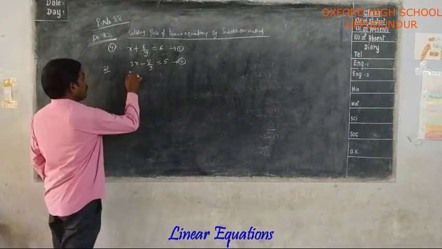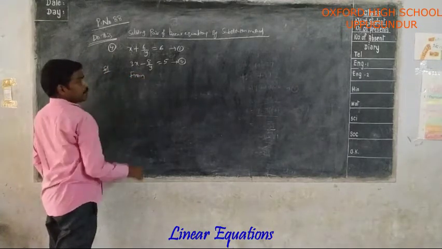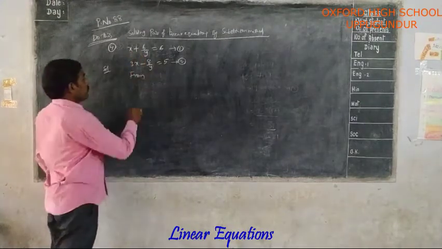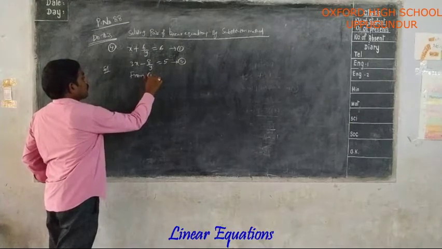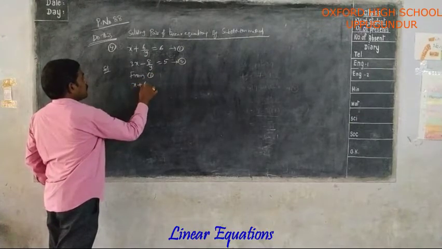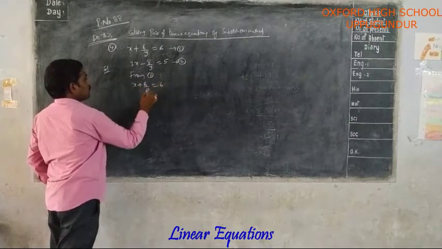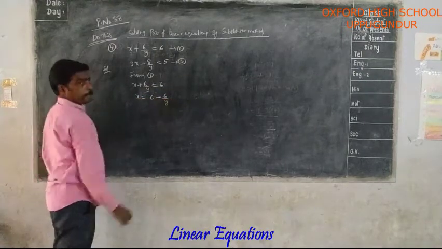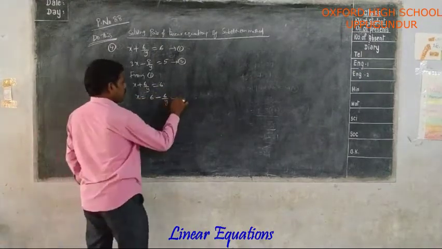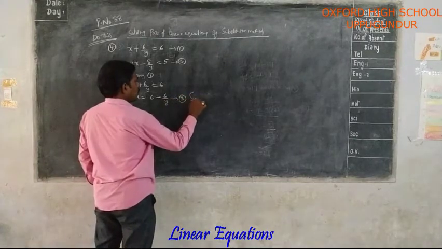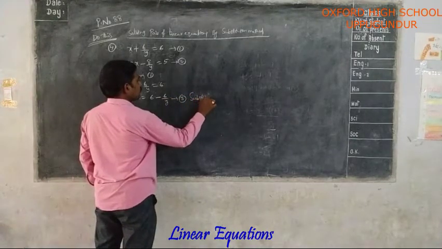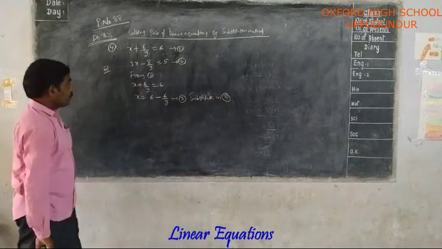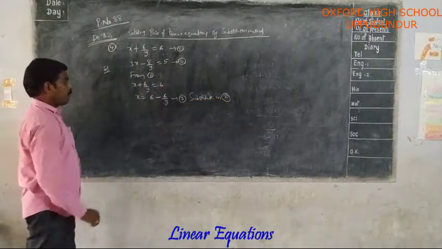So from equation 1, what is x? Making x as subject, you have to transpose the remaining term to the right side. From equation 1, x plus 6 by y equal to 6, x equal to 6 minus 6 by y. Now consider this as equation 3 and substitute this value in equation 2. What is equation 2? 3x minus 8 by y equal to 5.